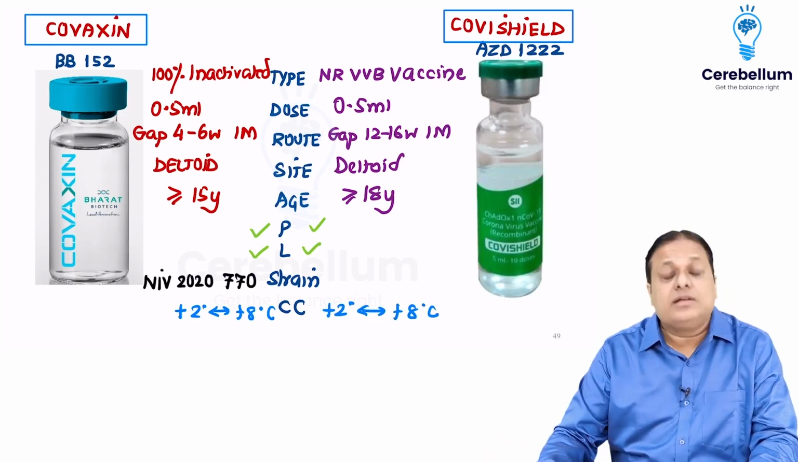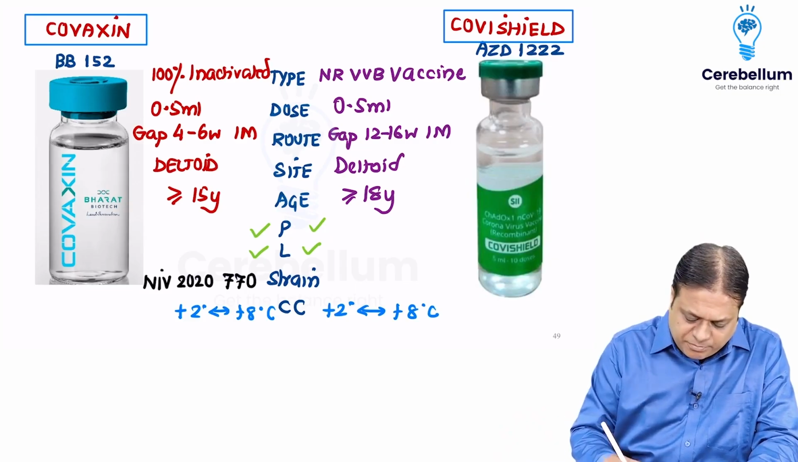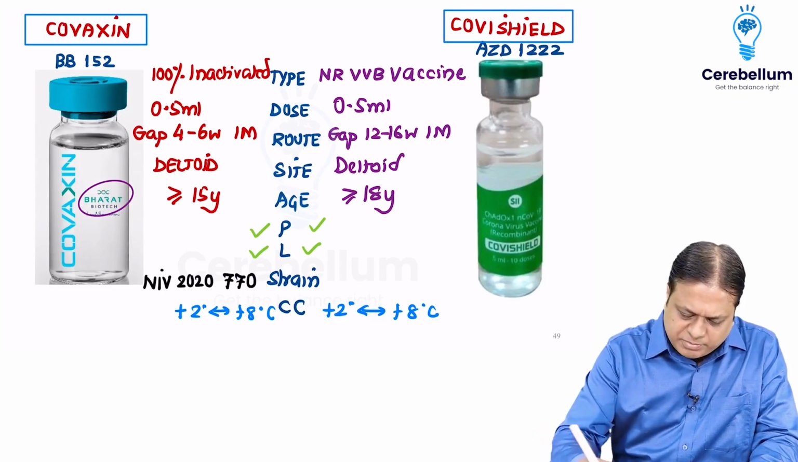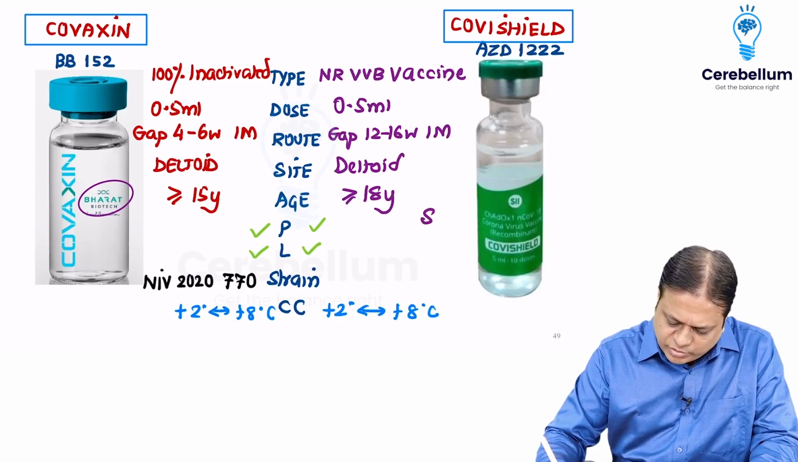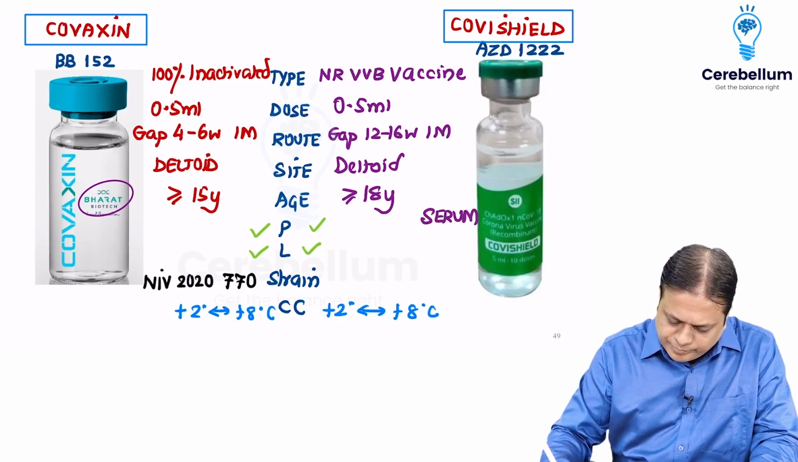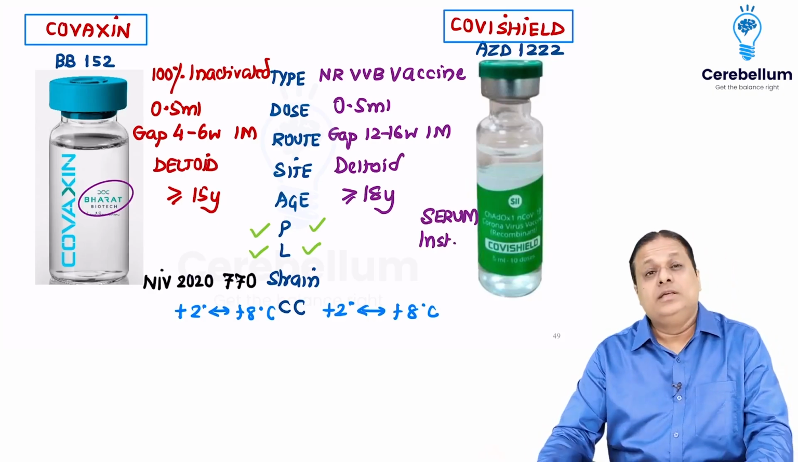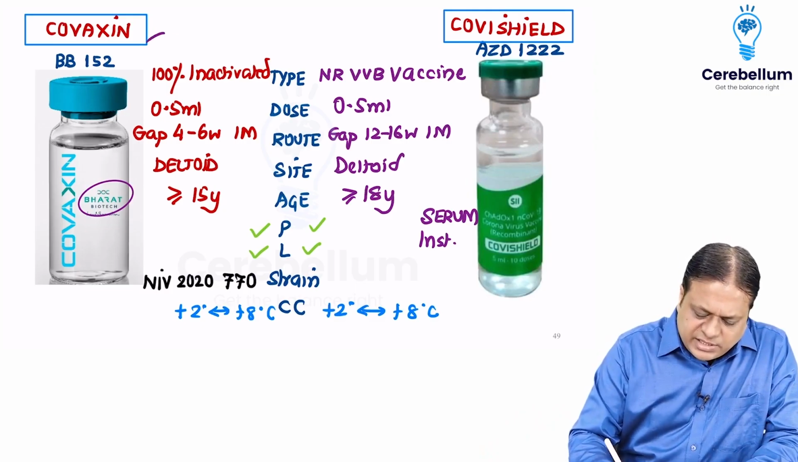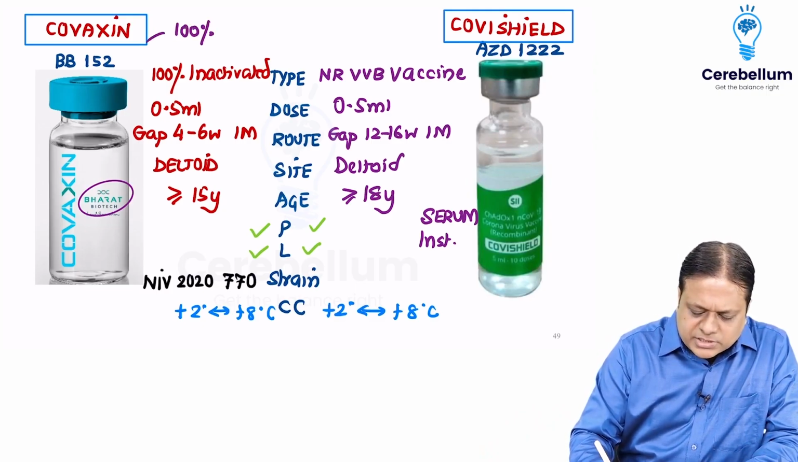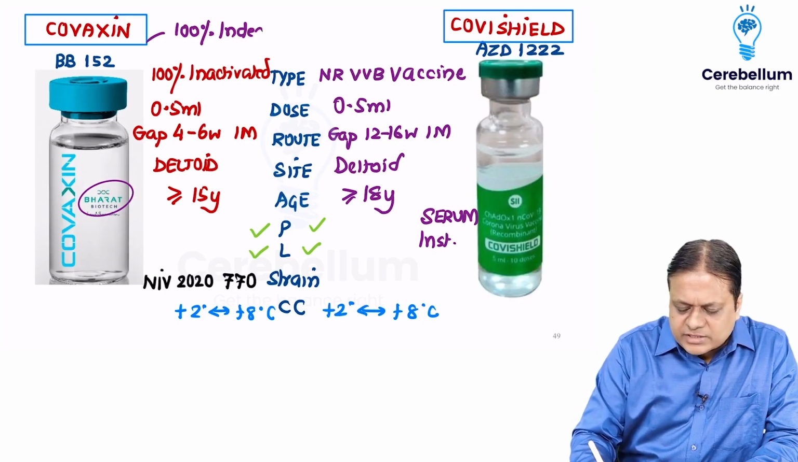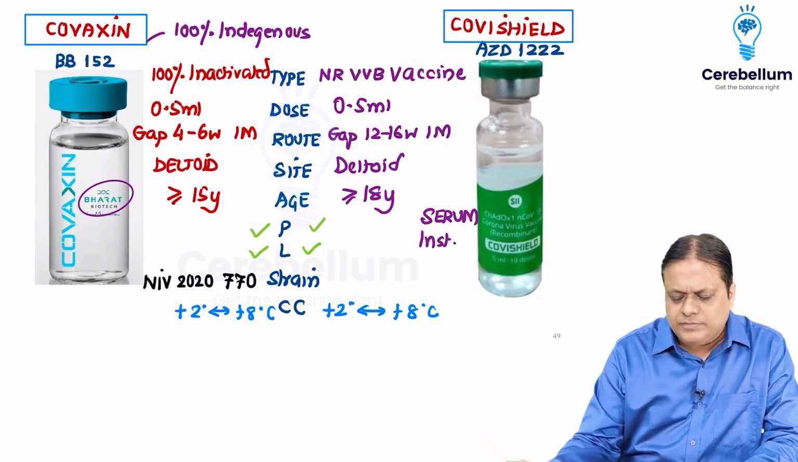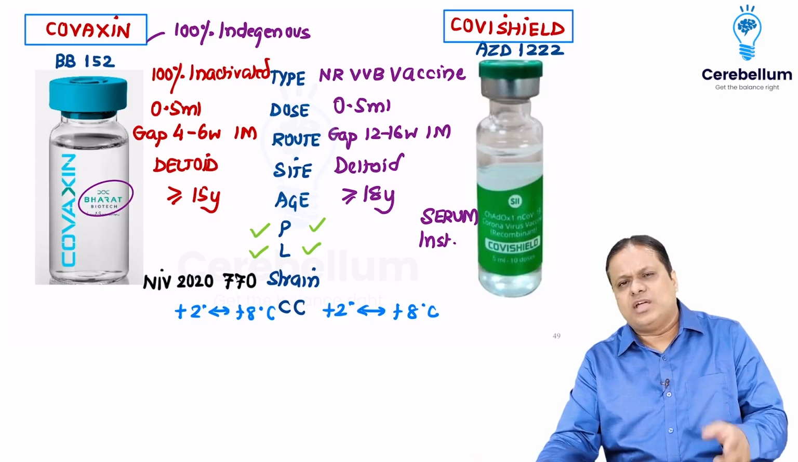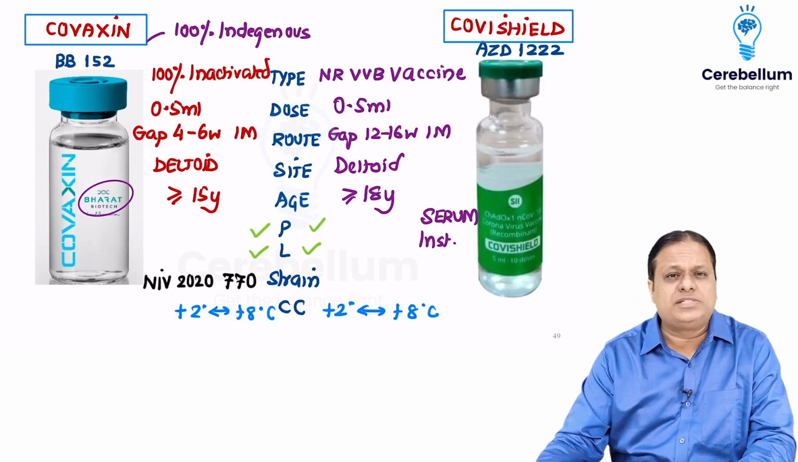Covaxin has been developed by Bharat Biotech. Covishield has been developed by Serum Institute of India, Pune. Now please remember, a unique feature of Covaxin is that it is India's first 100% indigenous vaccine. Very few side effects are known, whereas thromboembolism and thromboembolic phenomena like stroke have been observed with Covishield administration in a few.